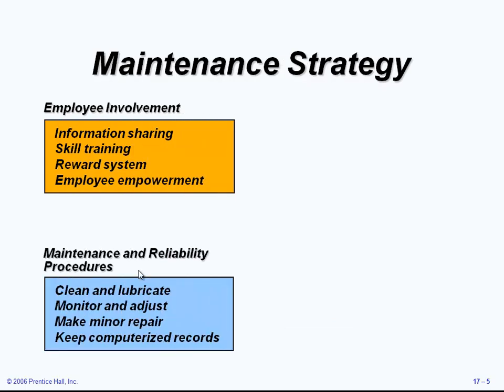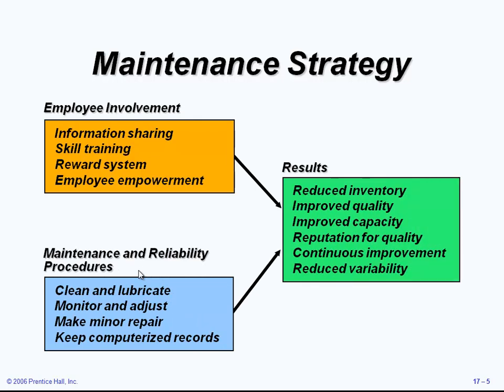For the maintenance strategy, we usually like to get the company's employees involved through information sharing, skill training, reward system, and employee empowerment. We should also create a maintenance and reliability procedure which will emphasize cleaning and lubricating the equipment, monitoring and adjusting those equipments, making minor repairs, and keeping computerized records.